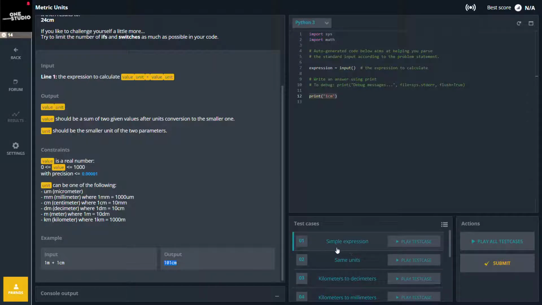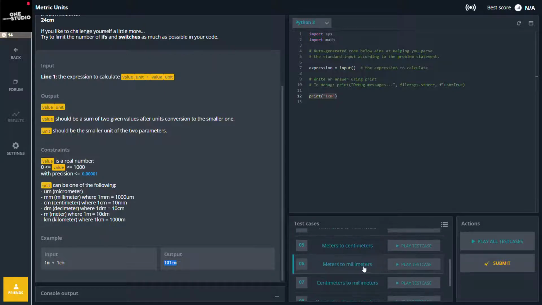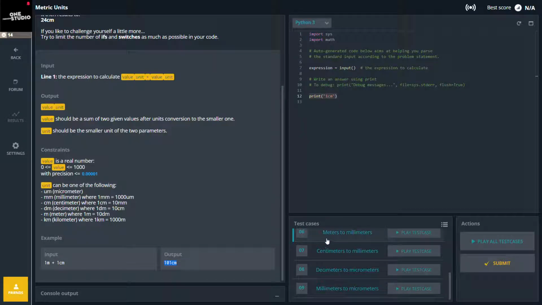So the first one is a simple expression. The second one is same units. The third one is kilometers to decimeters. The fourth one is kilometers to millimeters. The fifth one is meters to centimeters. The sixth one is meters to millimeters. The seventh one is centimeters to millimeters. The eighth one is decimeters to micrometers. And lastly, the ninth one is millimeters to micrometers. So let's solve it.